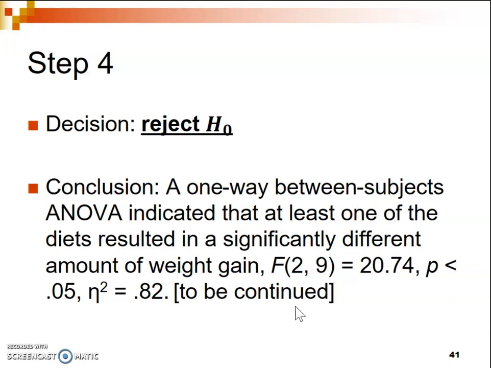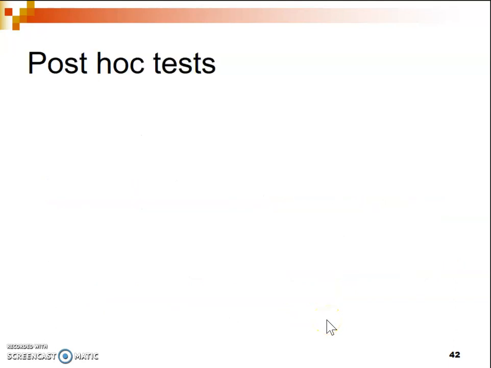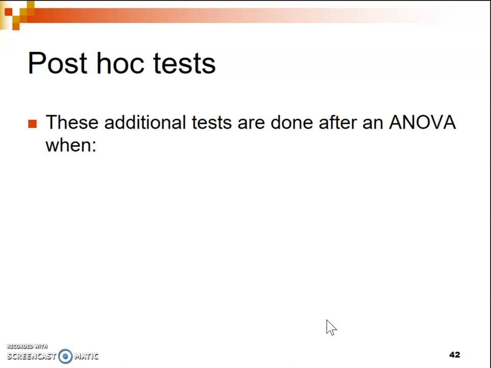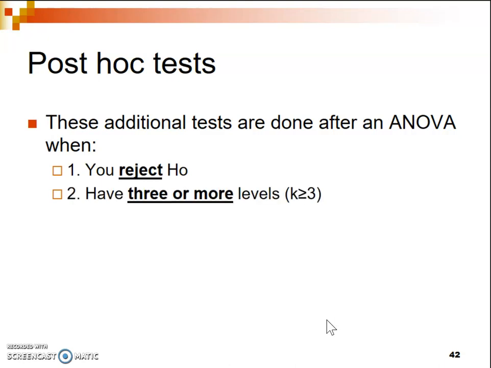So in this situation where we have identified that at least one group is different, but we don't know which ones, we have to do what's called a post-hoc test. So a post-hoc test is when you do an additional analysis after you have an ANOVA that rejected the null hypothesis, and when that ANOVA had 3 or more levels. So if we only had 2 levels, so if we were only comparing 2 groups in our ANOVA, we would know exactly which 2 groups were different. It's those 2 groups that we are comparing.